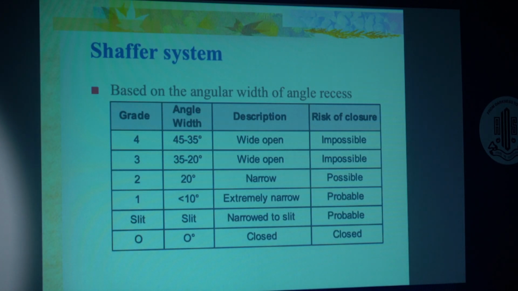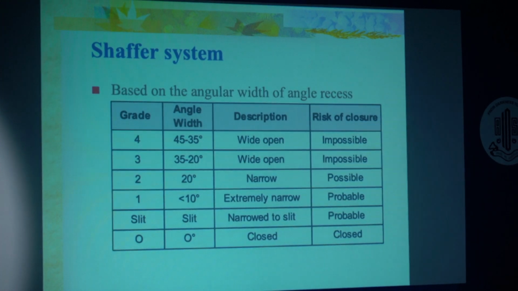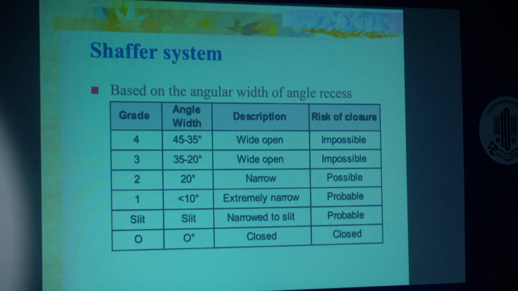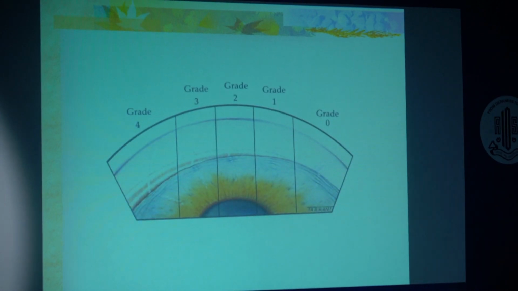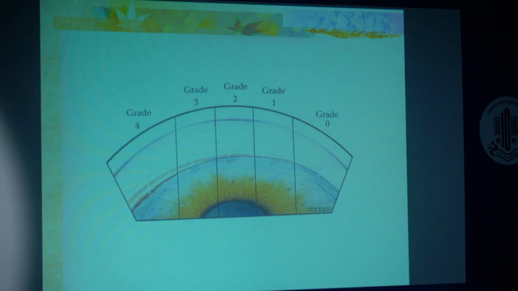Normally we follow a grading system based on the angle width. With grades 0, 1, 2, we say grade 2 is an occludable angle, grades 0 and 1 are closed, and grade 3 is a normal one. Normally we say it depends on the angle width: more than 20 to 30 to 35 degrees is grade 3, and grade 4 is 35 to 45 degrees. This is a typical diagram from the textbook, showing grades 0 and 1.